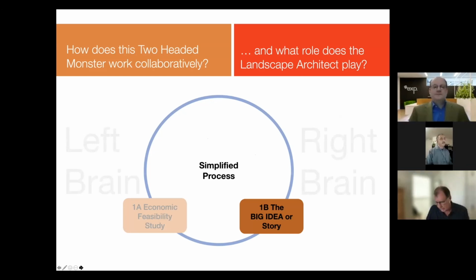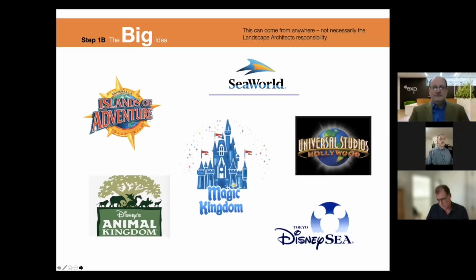A parallel step in the process is the big idea. What is the park going to be about? So the big idea can come from anywhere. It's not necessarily the landscape architect's responsibility. Here are some examples of park logos which were chosen specifically because you can see how each of them gives you a clear indication of what the project is all about. The park's big idea or its theme is very clear.